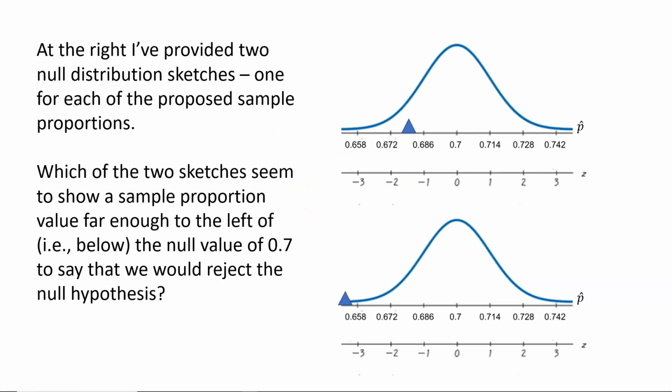So at the right, I've provided two null distribution sketches, one for each of the proposed sample proportions. The top sketch shows a blue triangle at 68%, or 0.68. The bottom diagram shows a blue triangle at the sample proportion value of 65%. So which of the two sketches seem to show a sample proportion value far enough to the left, that is below, the null value of 70% or 7/10 to say that we would reject the null hypothesis?